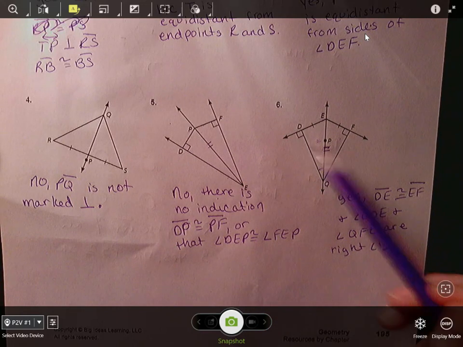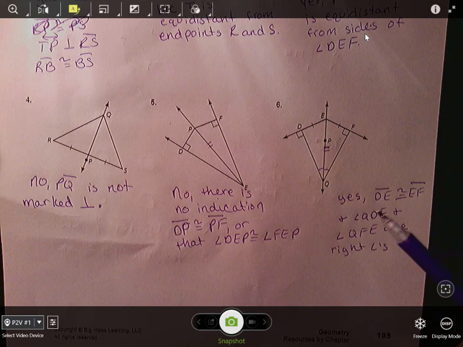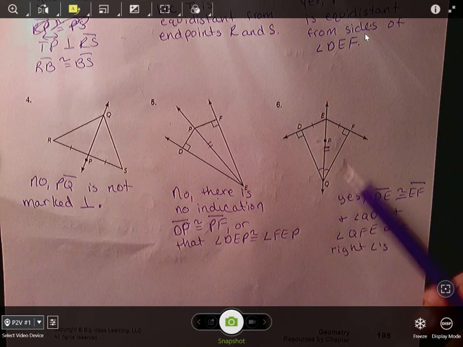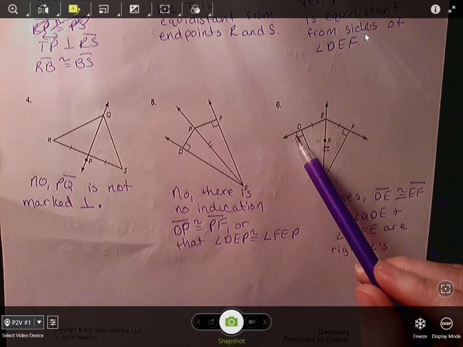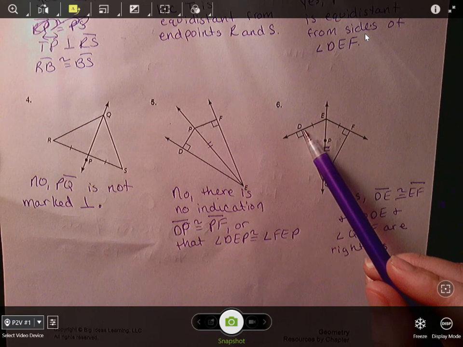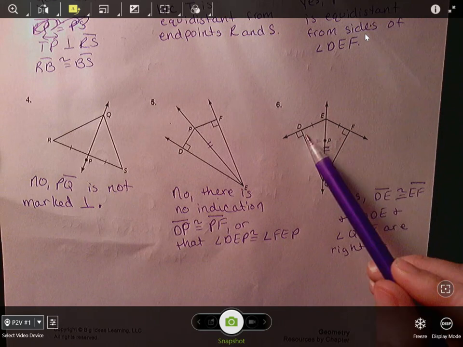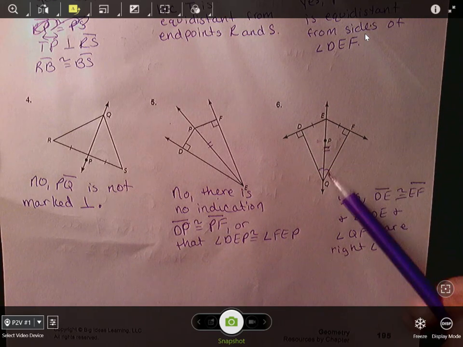On number 6, yes, because DE and EF are congruent. So that means that DQE is congruent to FQE. And this angle here, EDQ and EFQ are right angles. So you could have included that also. But yes, this would be an angle bisector.